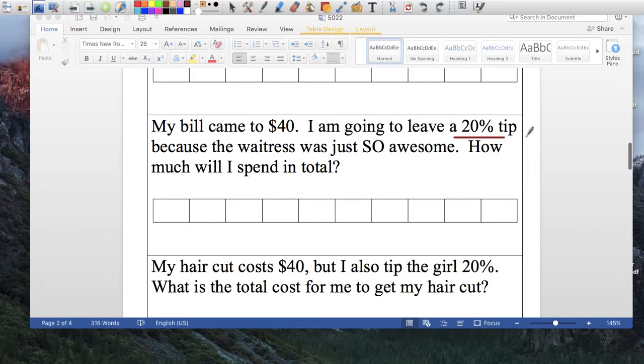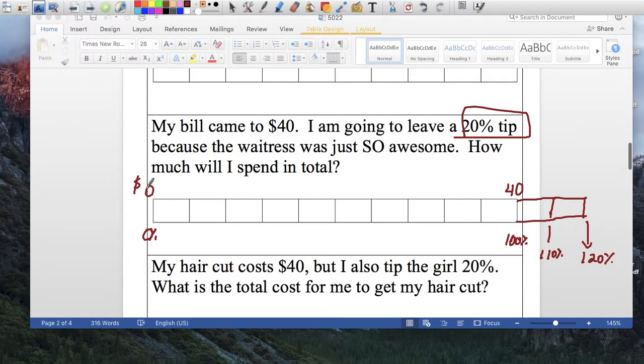So my bill came to $40, right? So I'm leaving a tip. Tip is something that you add on. So I'm going to add 10%, and then I'm going to add another 10%. So that's 20%. So this is 100%. This is going to be 110%, and this is going to be 120%, right? So 100% is $40.